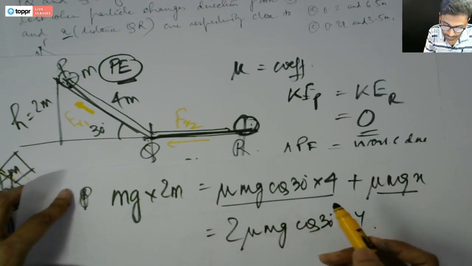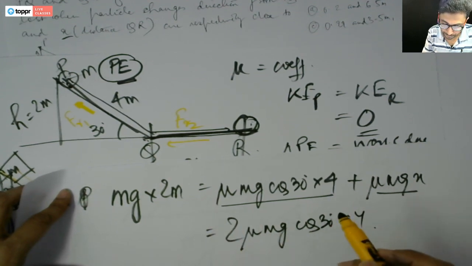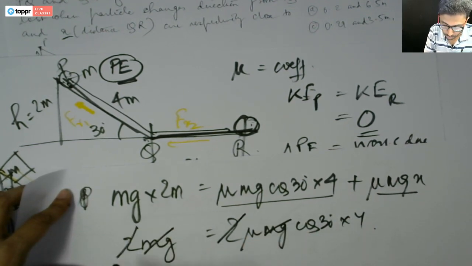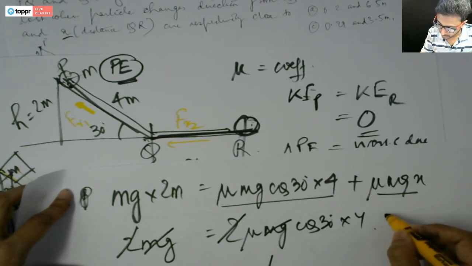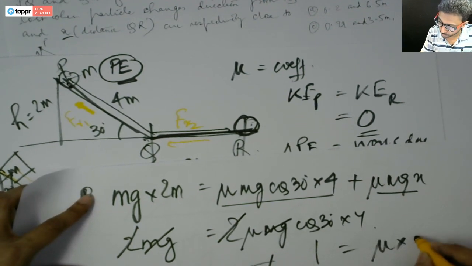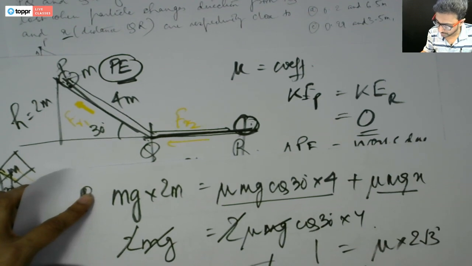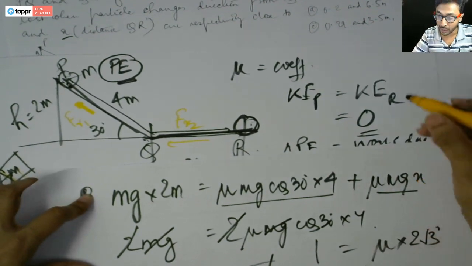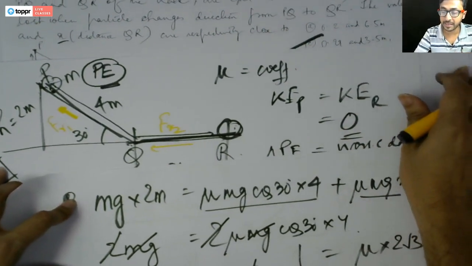Now we have to find out the value of mu. It is 2 mg. So mg cancels out, 2 cancels out. So mu we can write as 1 by 4 cos 30. I'll write like this: 1 will be equal to mu into root 3 by 2 into 2, so 2 root 3. So mu equals 1 by 2 root 3. If you find out, its value is 0.29. So the answer will be 0.29 and 3.5 meter.